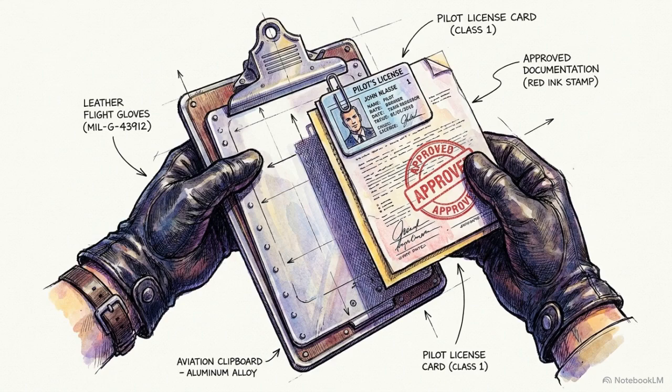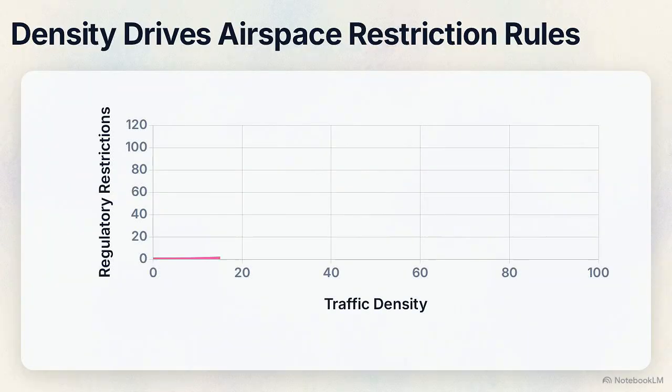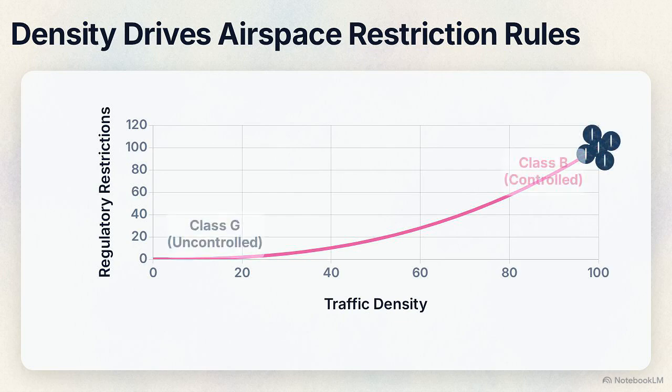Crossing a class line triggers strict entry prerequisites, demands specific pilot qualifications, requires mandatory communication equipment, and alters the legal limits of your weather visibility. The underlying logic of this architecture is mathematical. Regulatory restrictions scale in direct proportion to localized traffic density and the statistical risk of mid-air collisions.